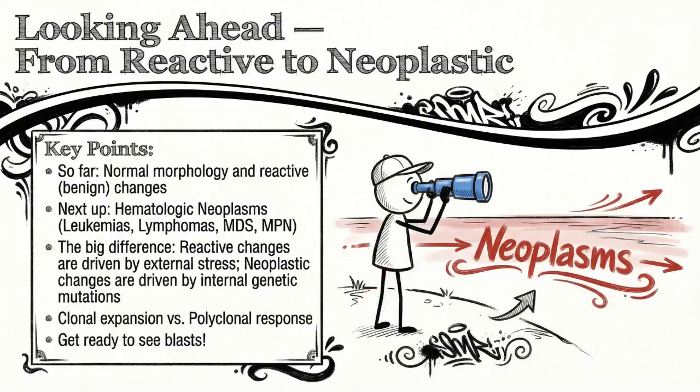As we wrap up today, let's look ahead to where we're going next, because it builds directly on what we've learned. We've focused on reactive changes today, things that are transient and a response to stress. But what happens when the cells themselves go rogue? That's the world of hematologic neoplasms. The big question you'll always be asking is: is this reactive, or is it malignant? Clues like blasts in the peripheral blood or a persistent, unexplained cytopenia will be your red flags. Next time, we'll dive into leukemias, lymphomas, and myelodysplastic syndromes, and your understanding of normal and reactive will be your foundation.